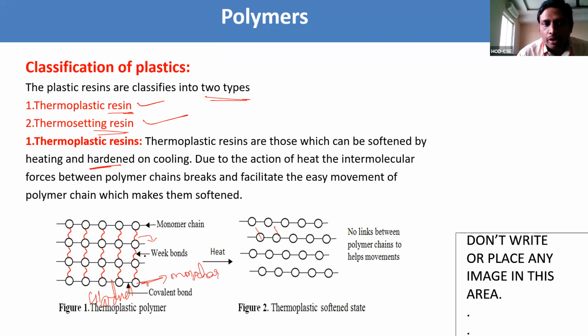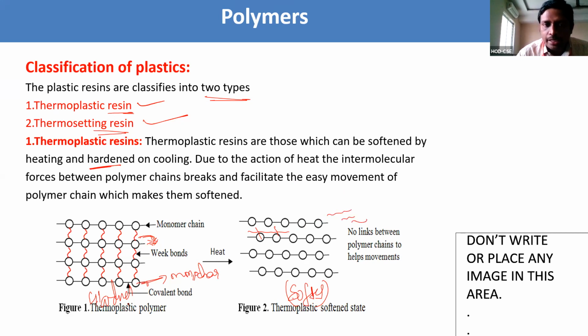This is the weak bond. On heating, these weak bonds are converted into no links between the chains, and the resin becomes softer. Before heating it was a hard polymer; on heating it is converted into a softer one. The reason is that the intermolecular forces between the polymer chains break, which facilitates easy movement of the polymer chains.